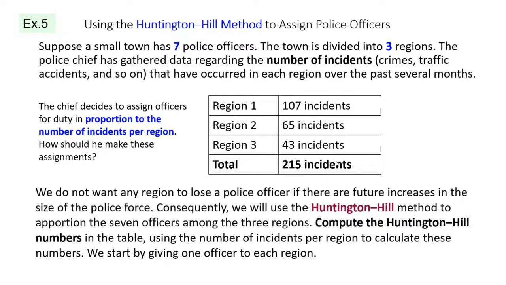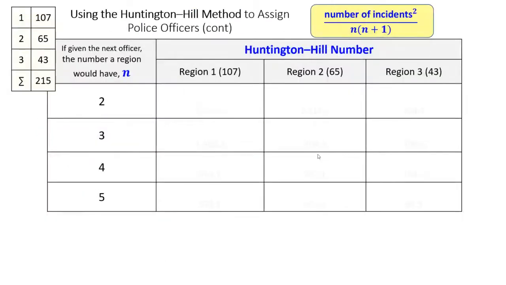So we don't want a region to lose a police officer. That's why we don't use the Hamilton method here. We use the Huntington Hill method. Because the Hamilton method reassigns every time we increase the number of representatives, it may happen that the town gets an extra police officer, and one of the regions would lose representation. That's why we use the more complicated, but more fair, Huntington Hill method.